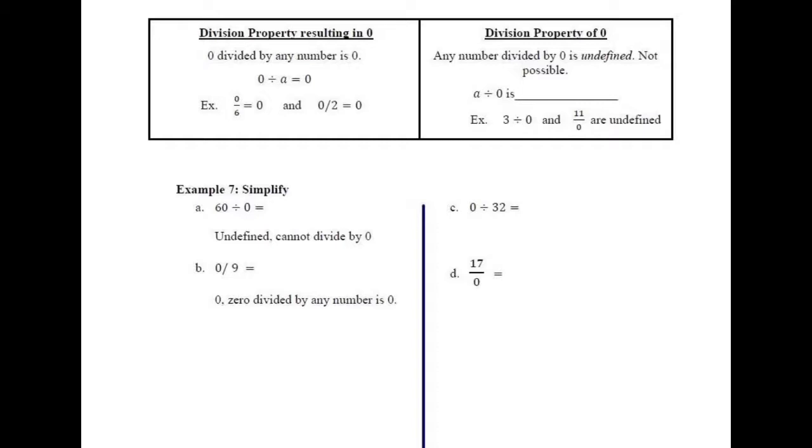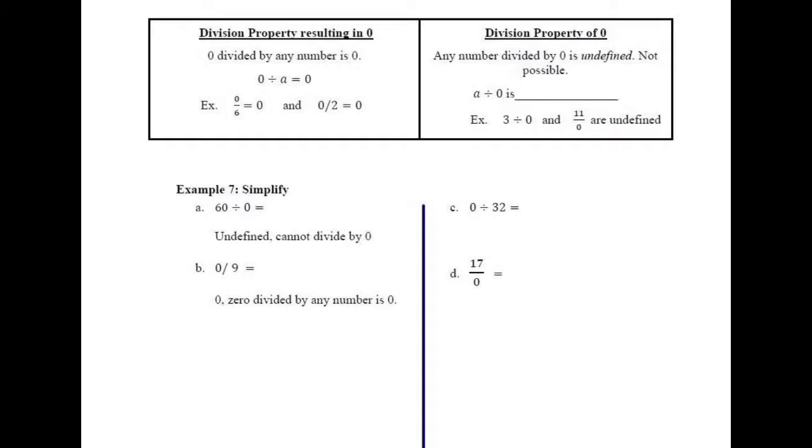So the first one, 0 divided by any number is 0. So 0 on the top divided by 6 is 0. 0 first divided by any number is 0. Over here, any number divided by 0 is undefined. It's not possible. So any number divided by 0 is, and I don't know why they left it blank, but let's put something in there.